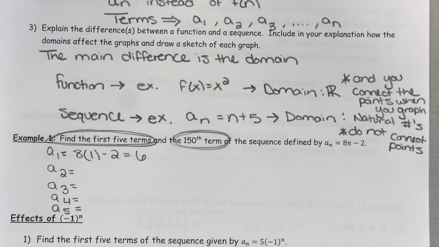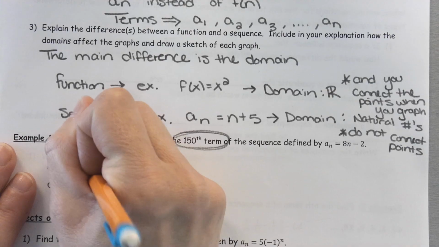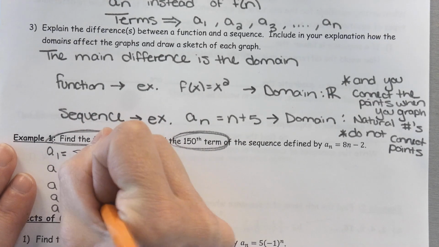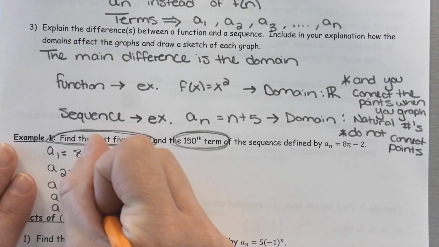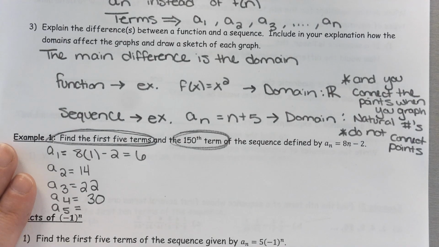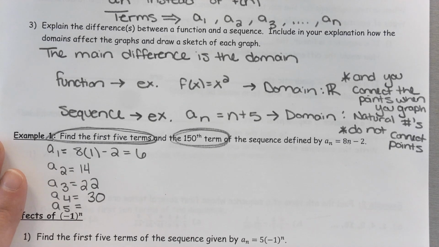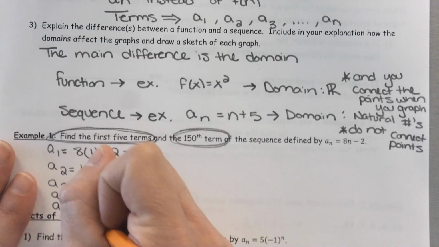Okay, so a sub 2, if I plug in 2, what am I going to get? 16 minus 2 is 14. Okay, so then we're going to plug in again. We should get 22, 30. What else? Yeah, you're adding 8 every time. Somebody noticed that you're adding 8. Yes, because 8 is acting like your slope, basically. It's your rate of change. Okay, so what's a sub 5? 38.